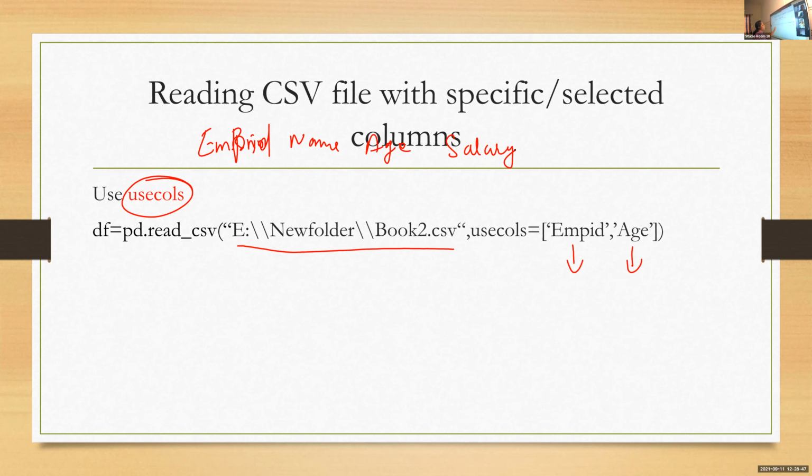For that, I'm using this statement. From a set of columns, I want to display only one or two columns. Then I'm using this usecols. usecols is equal to, within square brackets, write the column headings. Here I want to display EMP-ID and age. So write EMP-ID, age. Then if I want to display EMP-ID and salary, then instead of age, you just write salary. Okay, that is usecols.